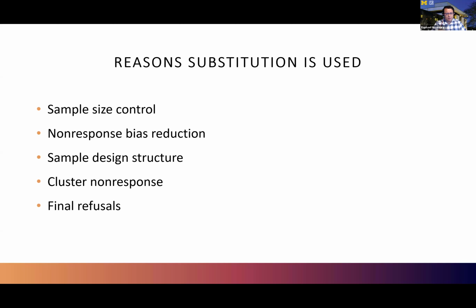I'm not going to talk so much about cluster non-response, but that's the case where we have school-based surveys, especially where you have an entire cluster that becomes non-respondent, and you lose a big chunk of your sample there. And then final refusals, right? I like to think of substitution as a last-ditch solution for the non-response problem during data collection, right? Post-data collection, we have methods, but during data collection, I think it's really important to try to handle non-response actively and proactively during data collection and on design.